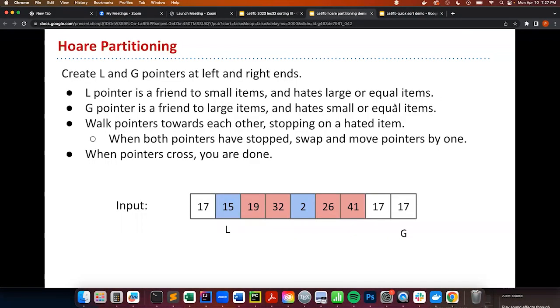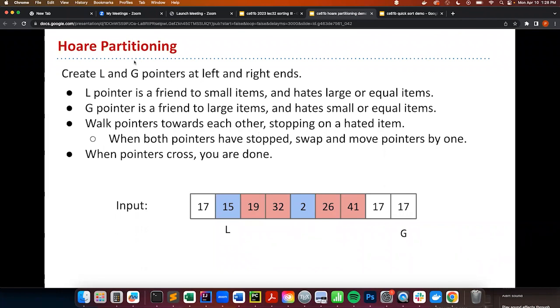Okay. So here is an array. And in this case, what is the pivot? 17. It's the leftmost item. We're going to assume the pivot is at the front, as always. And then we're going to create two pointers, which I'll call L and G. L is going to start just to the right of the pivot, and G is going to start at the right. Their job is to walk towards each other, fixing the problem as they believe.